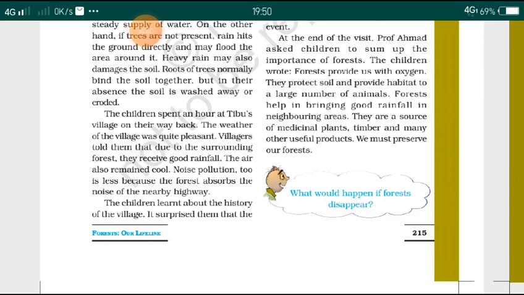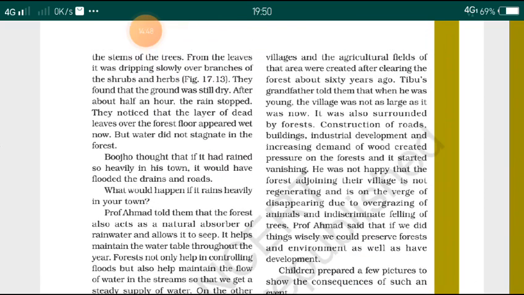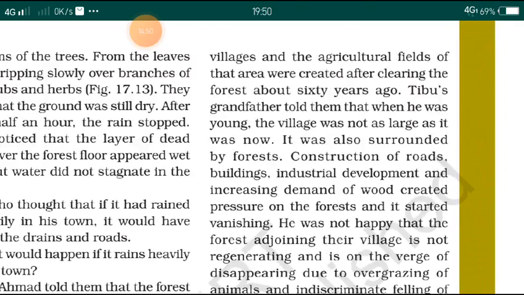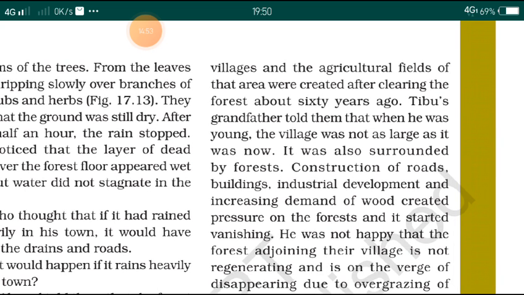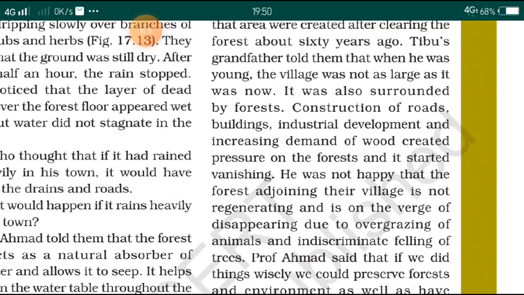The children learnt about the history of the village. It surprised them that the village and the agriculture fields of that area were created after clearing the forest about 60 years ago. Tibu's grandfather told them that when he was young, the village was not as large as it was now. तिबू के ग्रैंडफादर ने बताया जब मैं यंग था तो इतना कवर अप नहीं हुआ था. It was also surrounded by forest.